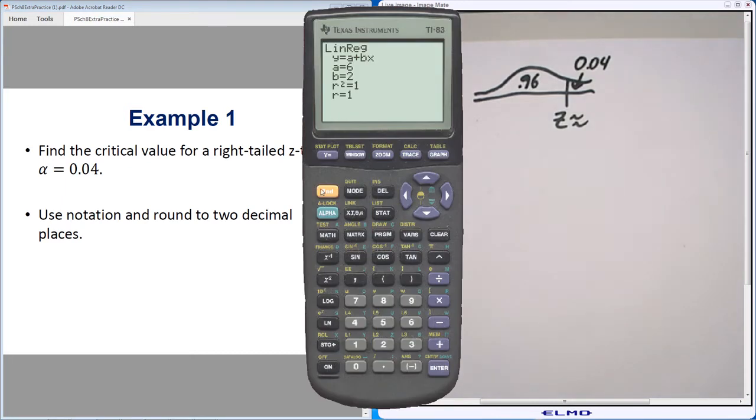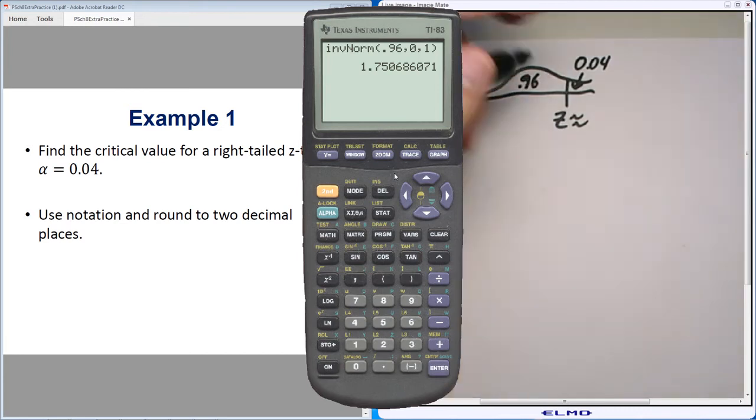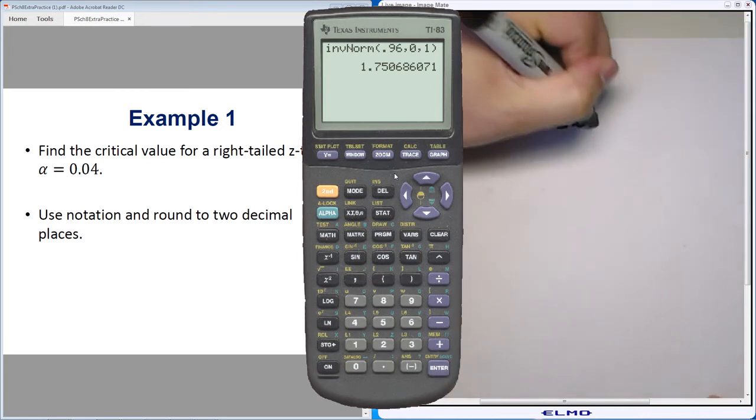Let me clear off my calculator real quick. In second vars, number 3, inverse norm, I type in 0.96. 0 is the mean, standard deviation is 1 since it's standard normal, and I get my answer. Rounded to 2 places, I get 1.75.